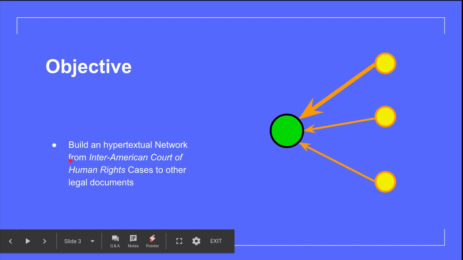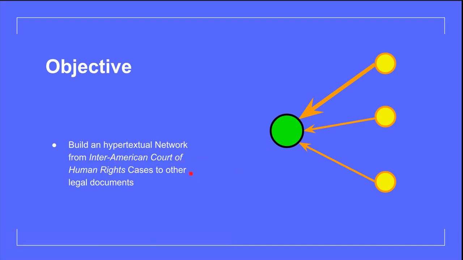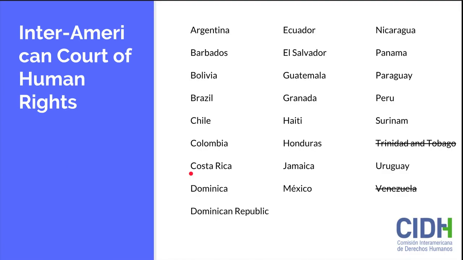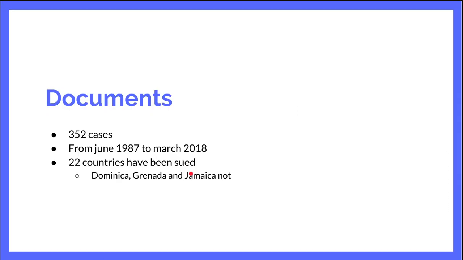In particular, we want to do this for the Inter-American Court of Human Rights cases. The Inter-American Court of Human Rights is composed of 23 countries. There were originally 25, but two of them have abandoned the court, Trinidad and Tobago and Venezuela. There are 352 judgments or verdicts from the court, from 1987 to March of this year. In total, 22 countries have been sued in the court. Only three countries don't have cases or verdicts yet: Dominica, Grenada and Jamaica.